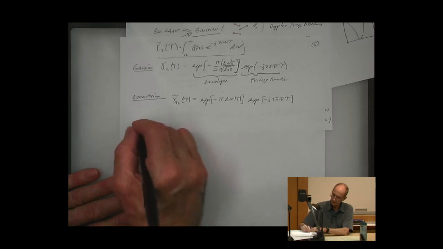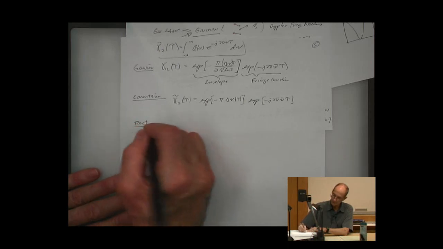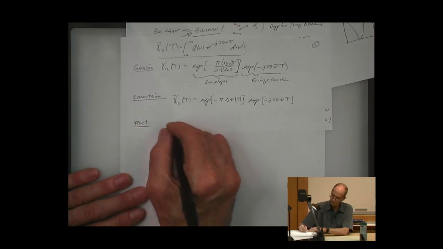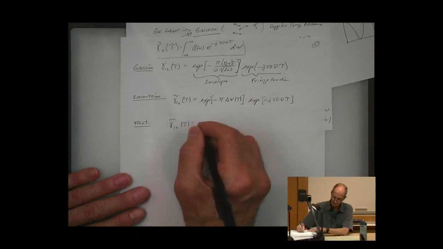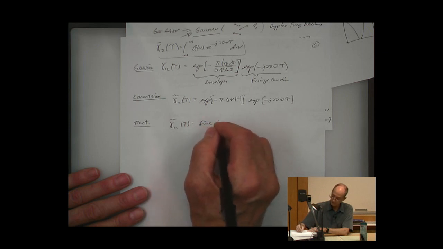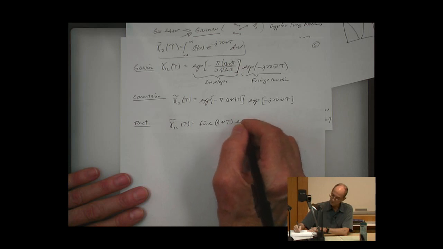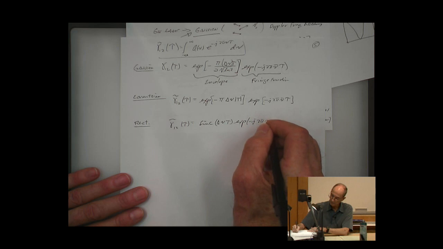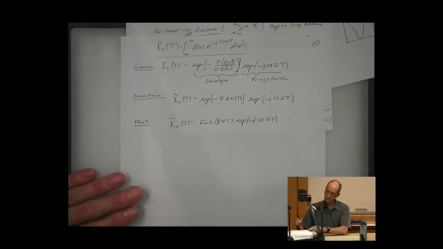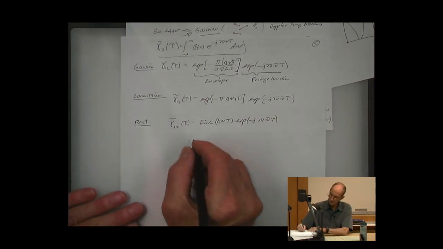And for the rectangular, no surprise, we end up with a sinc function for the envelope, gamma 1, 2 of tau. So we have a sinc of delta nu tau times exponential of minus j 2 pi nu bar tau. So again, all of these have the form.